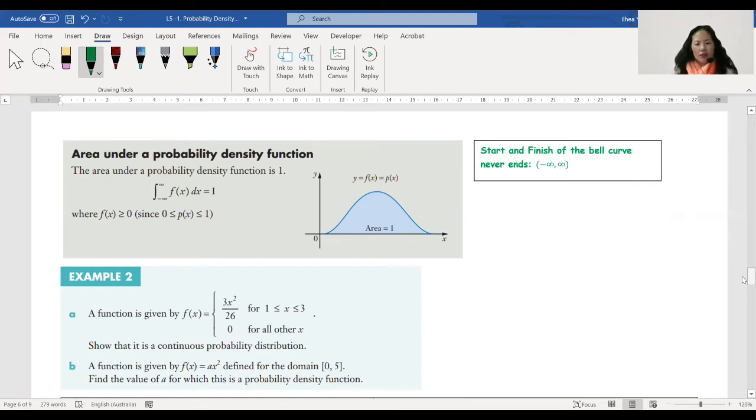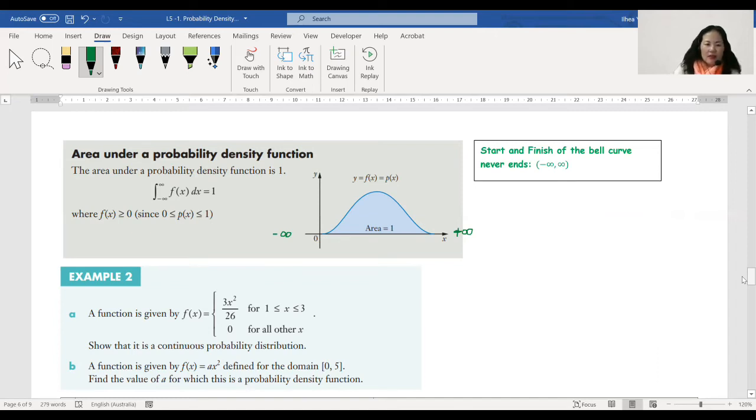is a nice bell curve, okay? Bell shape. And what does that mean? The start and the finish of the bell curve never ends. So here it goes forever to negative infinity, and then to positive infinity. Okay, it looks like it's finished, but it's not. It keeps going closer to the x-axis, but keeps going.